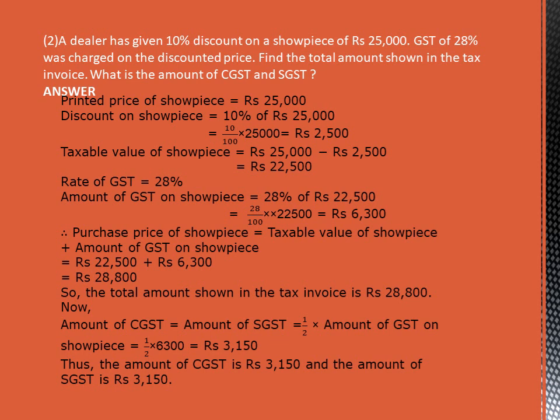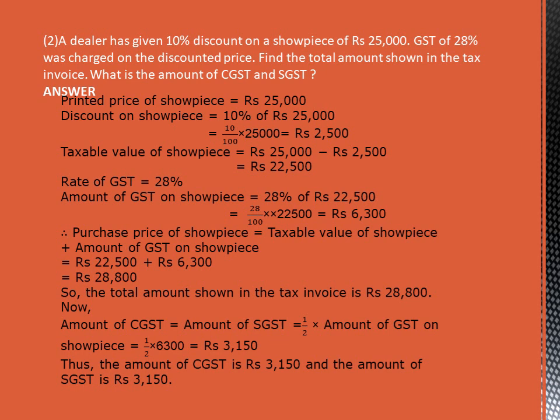Now on the taxable value we calculate 28% GST. 28% of 22,500 is the amount of GST, that is 28 upon 100 into 22,500. When you divide, the zeros cancel, and 28 into 225 gives you 6,300. Now 6,300 is the amount of GST, but we also want to calculate CGST and SGST.